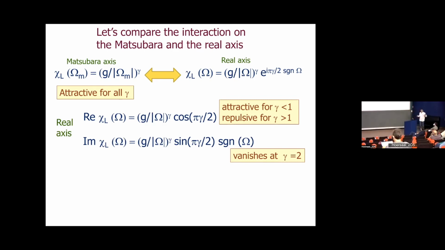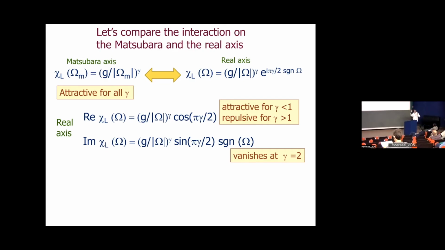Of course, you may say, well, I don't care about the sign of the complex interaction. What should I tell about the sign of the real part if there is an imaginary part? But still, let's do it. You look at the sign of the real part of the interaction, and you find that it's cosine pi gamma over 2, which by trivial math means that it's attractive, great, but only for gamma smaller than 1. If you go to gamma larger than 1, it's technically repulsive. And the most repulsive at gamma equal to 2.